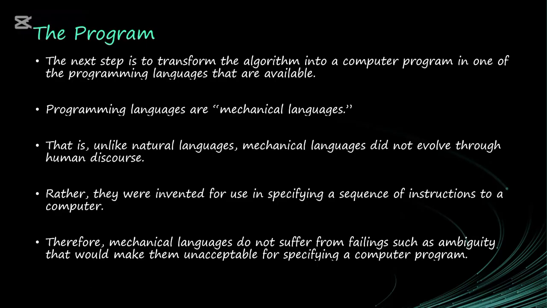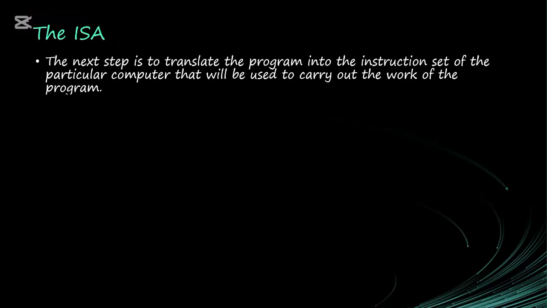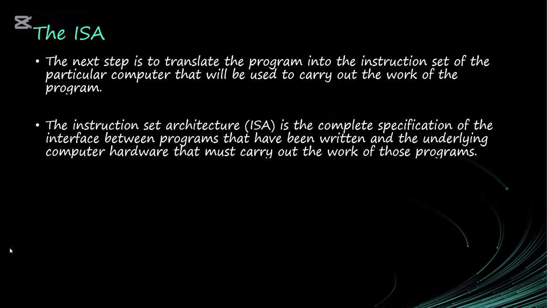Okay, from problem statement to algorithm, from algorithm to program, then from program we now go to the ISA, the instruction set architecture. The next step is to translate your program into the instruction set of a particular computer that will be used to carry out the work of the program. Instruction set architecture is just a set of instructions that the computer can actually execute. It is like an interface. It shows you what the computer can do and also tells you how you can actually get the computer to do that. Don't worry, we'll still talk about it at length, but it is the complete specification of the interface between the programs that have been written and the underlying computer hardware that must carry out the work of this program.